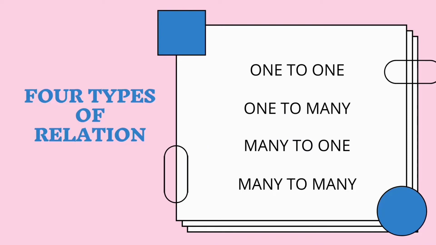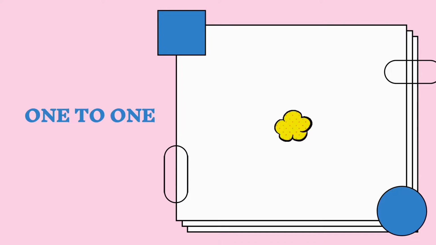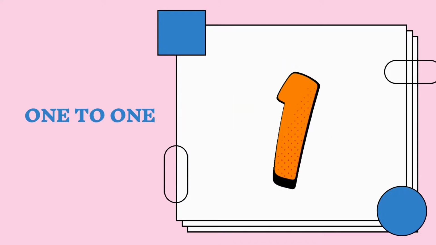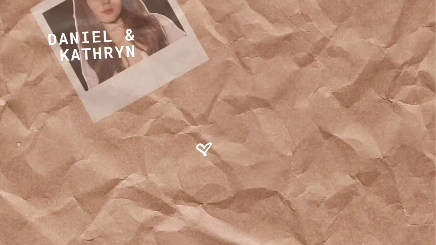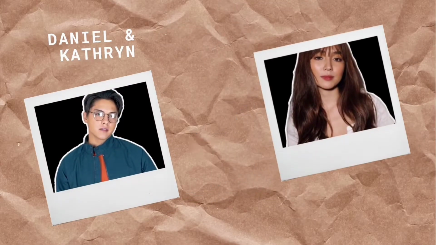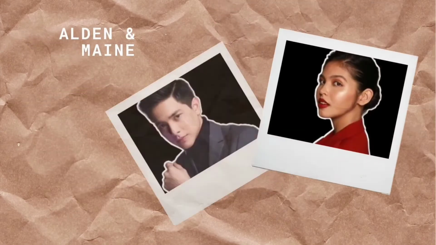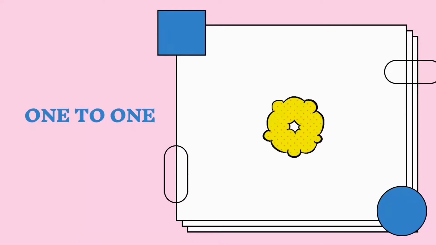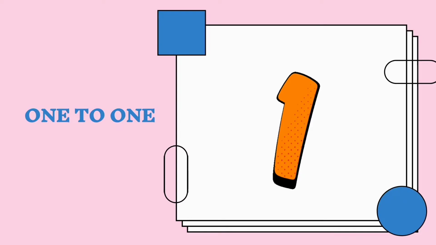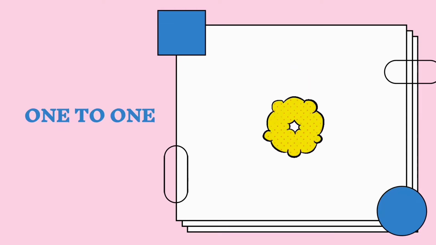And now, going back to the types of relation, we will use the mapping diagram to show the difference of each type of relation. One-to-one relation. We have set A. The domain Daniel corresponds to the range Catherine, domain Enrique to the range Lisa, and Alden to Maine. As we can see, all the domains correspond only to one range. Therefore, one-to-one relation is a function.